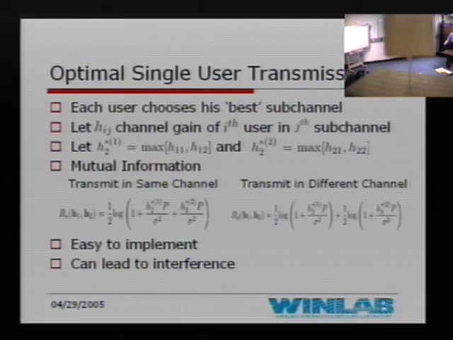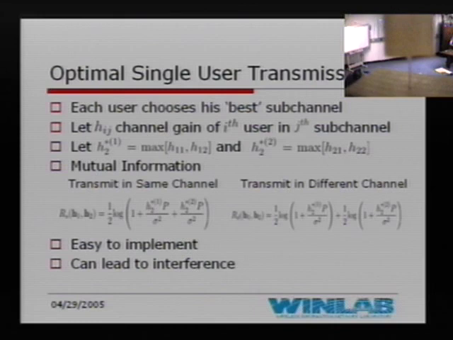Yeah, look at it. So, coming back to our system. Basically, the mutual information expression depends upon whether they transmit in the same subchannel and leads to interference, or they transmit in different channels. And as I said, it can potentially lead to interference. The advantage of this scheme is it's very easy to implement because each user is just considering his own channel.